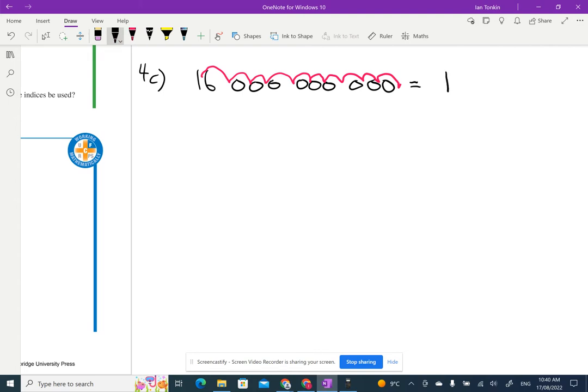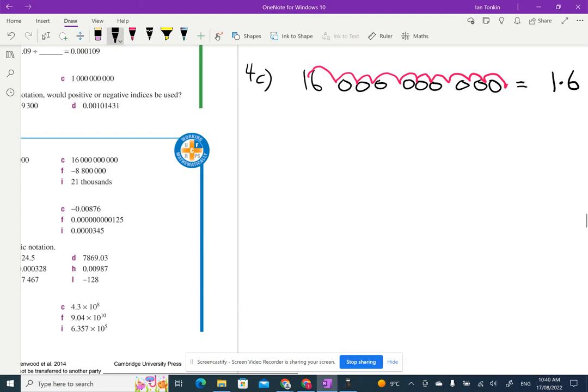And that becomes 1.6. So we've moved the decimal point, but to retain the magnitude of the number, we're going to write times, and we move the decimal point all the way across there. So it's going to be times 10 to the power of 10. Let's have a look at the next one.